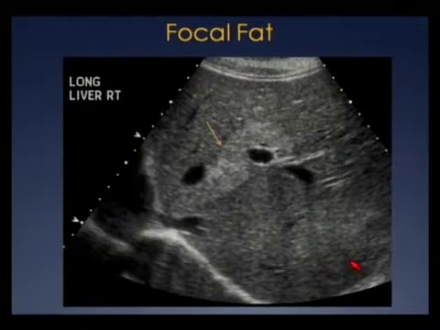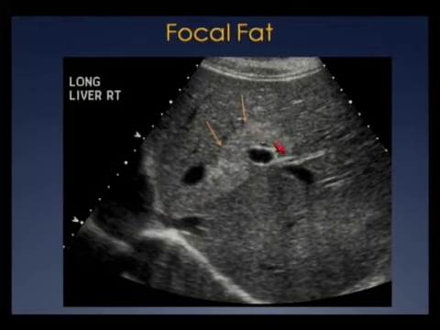Again, fatty sparing. Here's a nice example of focal fat where we see an echogenic focus draping around the vasculature of the liver. It's not displacing the vessels.